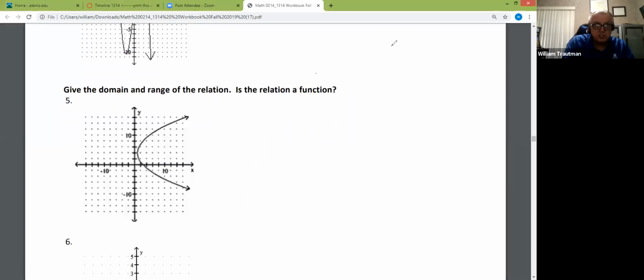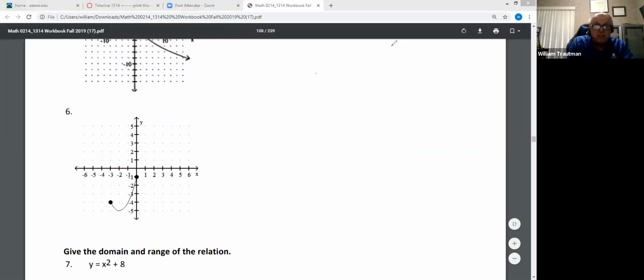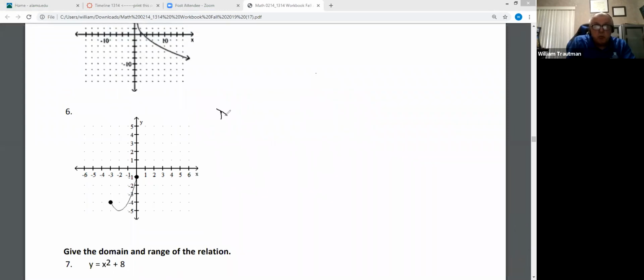All right, let's look at number 6. These don't have arrows. They don't go on forever. They stop. So domain. Can somebody type in, what is the smallest x value you see on this graph? What is the smallest x value? The farthest left this graph goes.